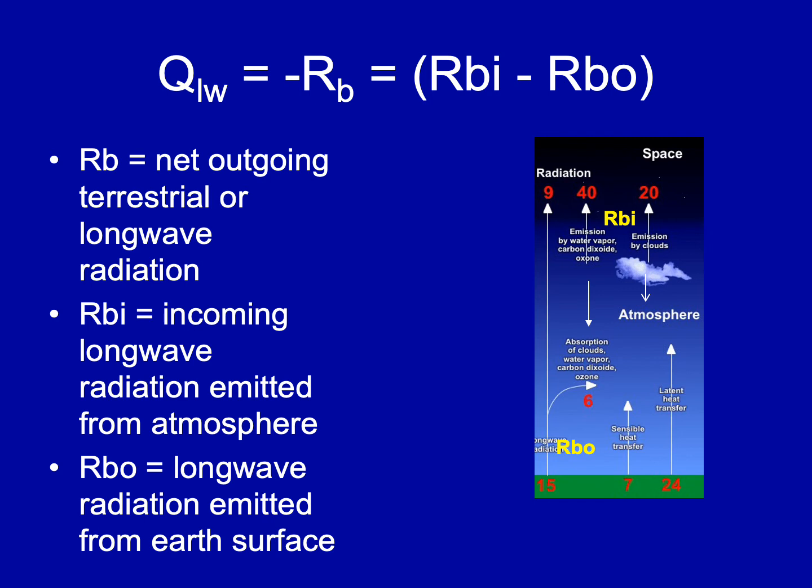So net long-wave radiation represents the difference between the radiation emitted by the atmosphere. Let's circle that in green here, which travels both towards space, because it's emitted in all directions, as well as back towards the land surface. And then the balance between that and the radiation emitted by the Earth's surface down here.